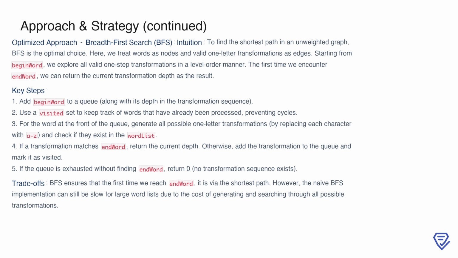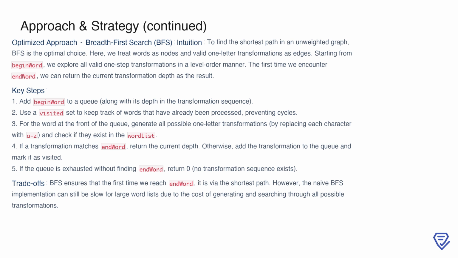For each word at the front of the queue, we generate all possible one-letter transformations by replacing each character from A to Z and checking if the new word exists in the word list. If a transformation matches the end word, we return the current depth. Otherwise, the transformation is added to the queue and marked as visited. If the queue is exhausted without finding the end word, it means no valid transformation sequence exists, and we return 0. The advantage here is clear.